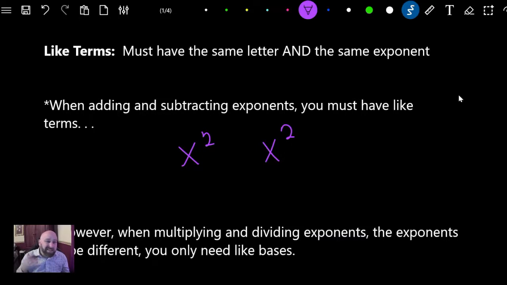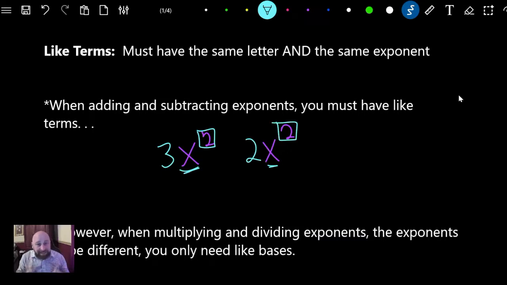When I said it doesn't have to be exactly the same, we could have different numbers out front. Like this one could be 3x squared and this one could be 2x squared. Those are still like terms. Why? Because the letter's the same and the exponent is the same. That's what makes it a like term. Letter the same and exponent the same. Very important that you remember that.